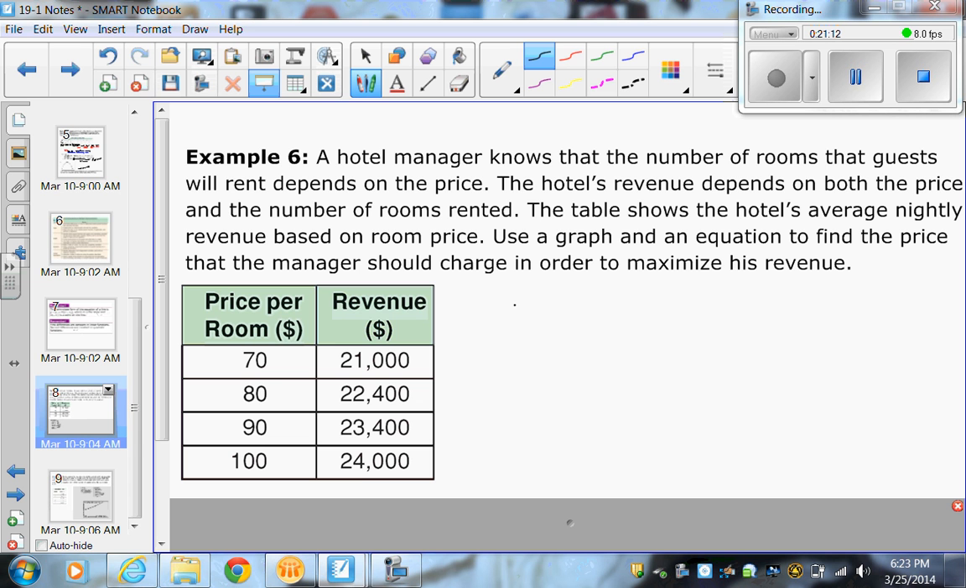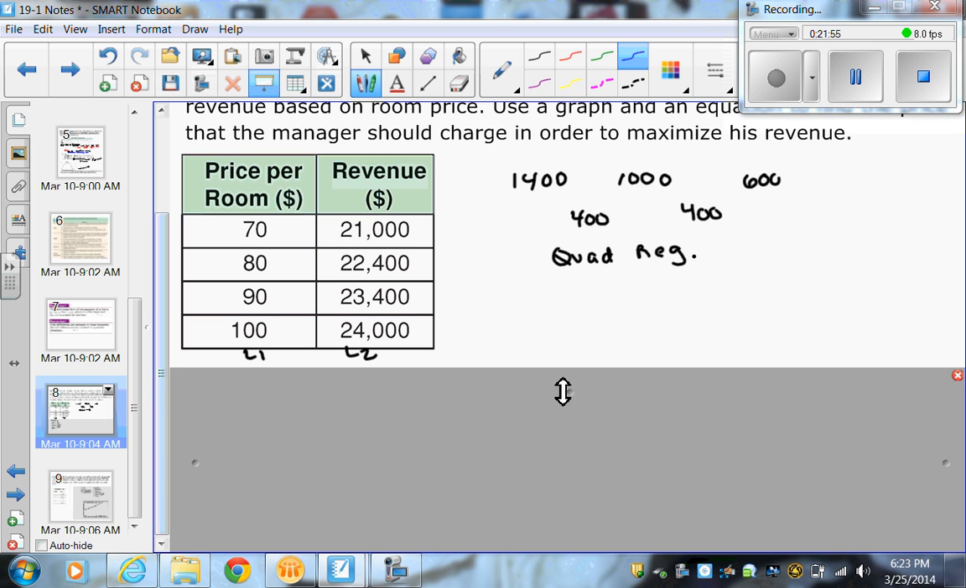22,400 minus 21,000 gives me 1,400. And then 23,400 minus 22,400 is 1,000. And then the last difference there would be 600. So those are not a constant, so it's not linear. The difference between these two would be 400. And between these two is 400. So again, since the second differences is a constant, I know this has to use the quadratic regression. So I'm going to go back and put this in L1 and this in L2. And I'm going to calculate my quadratic regression.